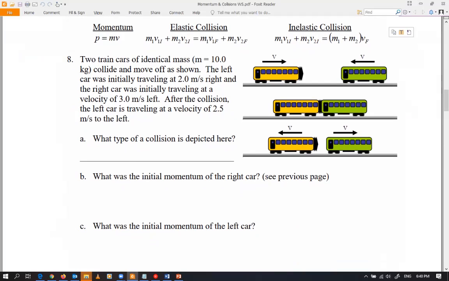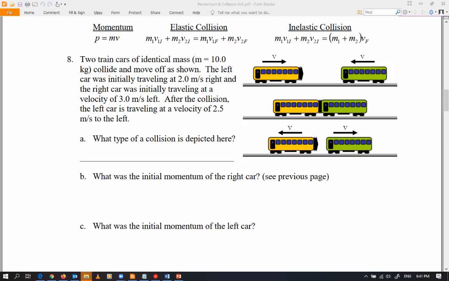All right, so two train cars of identical mass, m1 equals 10 kilograms, m2 equals 10 kilograms, collide and move off as shown. So this is where we're going to have to learn to use these two collisions, elastic and inelastic. If they separate like this, that separation is going to be for an elastic collision. Okay, because they separate, and you can see here we have m1 v1, m2 v2. That means in the final case they're not connected to each other, whereas in the inelastic collision you've got m1 plus m2 and then v final, which is a combined final velocity.